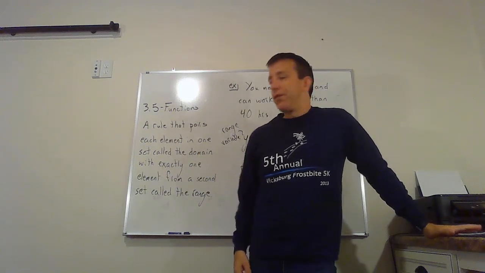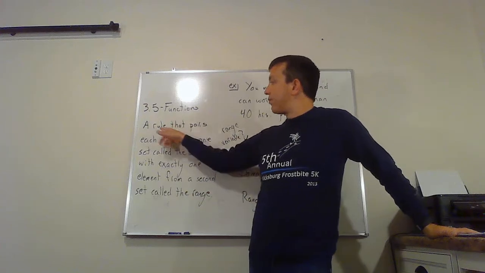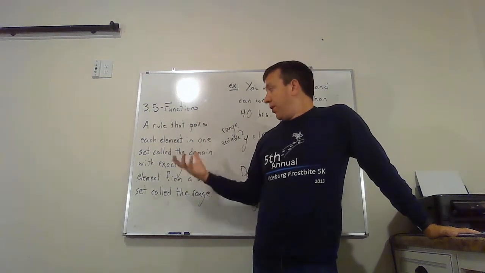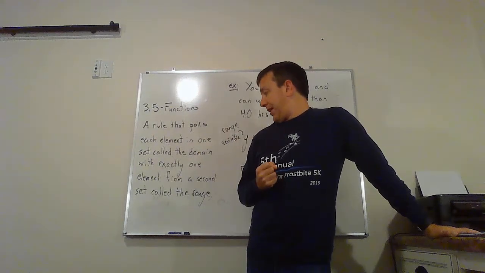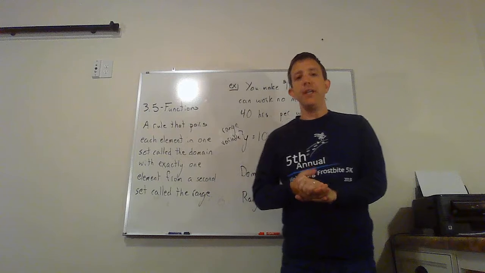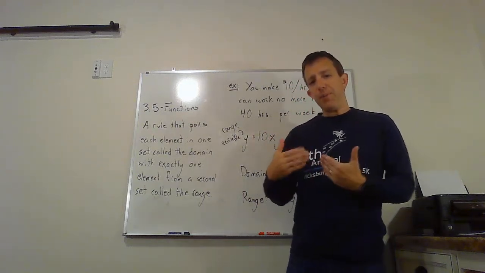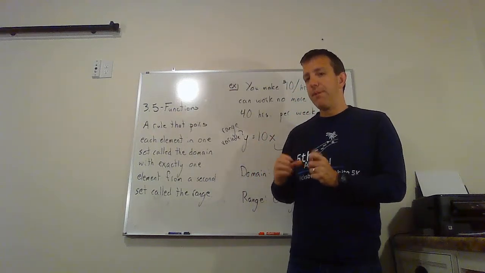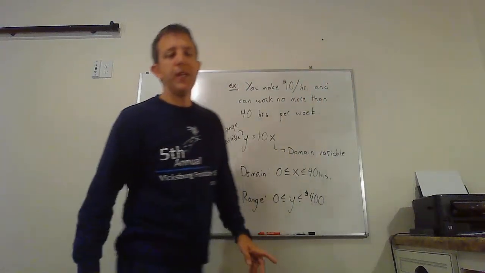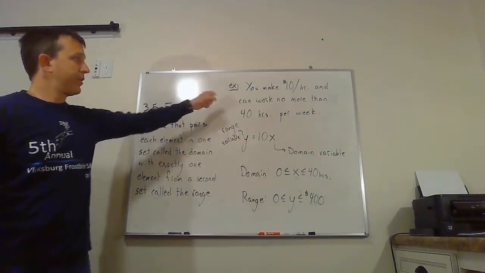So a function is a rule that pairs each element in one set called the domain with exactly one element from a second set called the range. And so we're going to hang out here on this board for just a little bit. I'm going to talk through an example and talk about domain and range just a little bit, and then we'll solidify some of those terms here in just a minute. So here's my example that I want to think about.